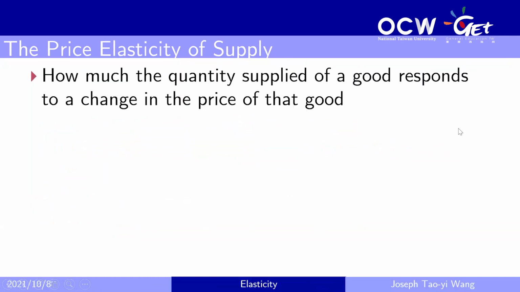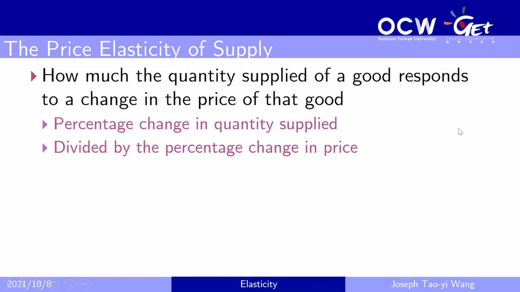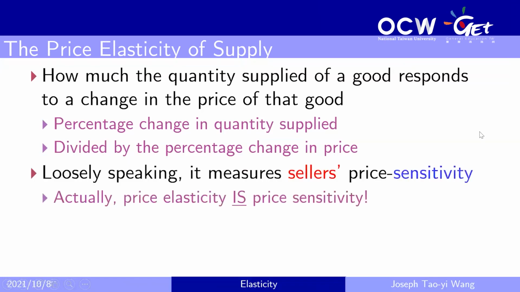Now, we can also think about elasticities of supply. Just like we have price elasticity of demand, we have price elasticity of supply. Price elasticity of supply is how much quantity supplied responds to a change in the price of a good. So it's the percentage change in quantity supplied divided by the percentage change in price. Again, it's price sensitivity, but it's the seller's price sensitivity.